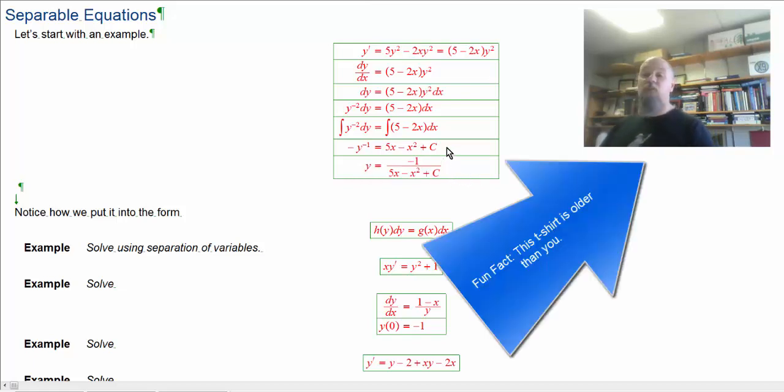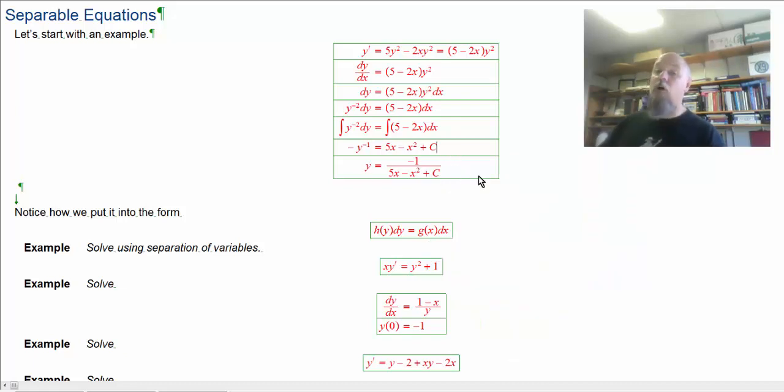Notice that I put the c on exactly when I integrated both sides. I didn't integrate, solve for y, and then just tack on a plus c. That would have given me the wrong answer. The c would have been in the wrong spot. So, a separable equation is a first order differential equation that I can put in the form all my y's times dy equals all my x's times dx. Let's go through and do some examples and see this working.